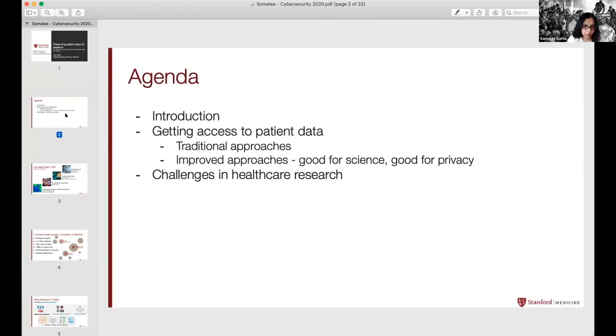I've broken this down into a few sections. One, this will start off with an introduction, so there is some context to what I'm speaking about. And then I'll move on to talking about how we get access to patient data, what the traditional approaches are, and how we have improved upon it at Stanford, with the goal of presenting why the new approach is both good for science and good for privacy. And then if I have some time left over, I'll speak to the challenges in healthcare research.